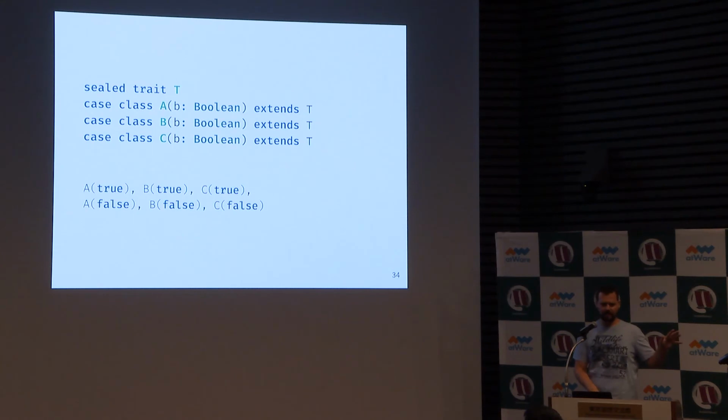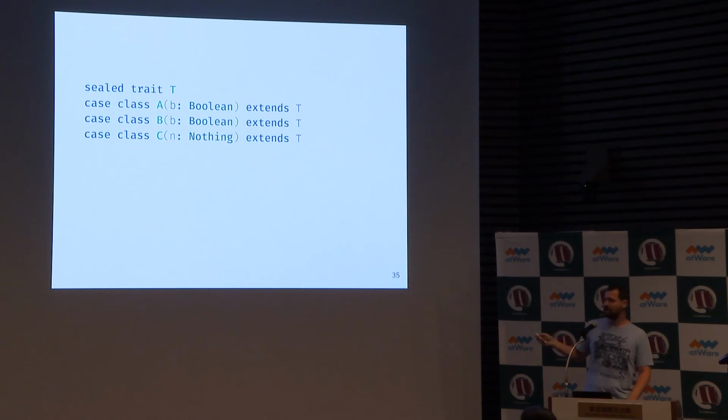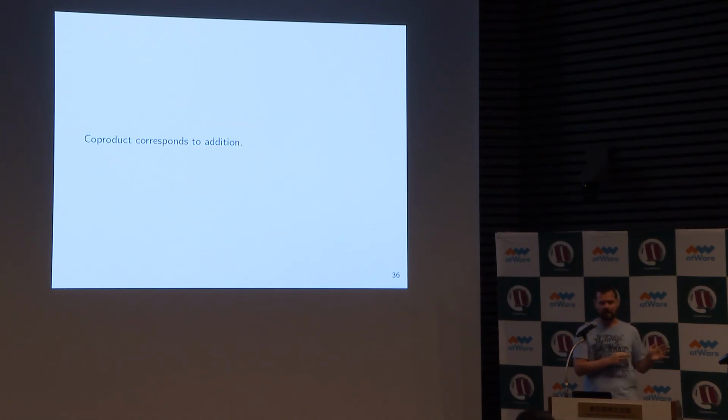Now, we saw that in a product there is a type that doesn't have an effect on the number of inhabitants. Could there be something similar in a coproduct? It turns out that there is: Nothing doesn't have impact on the number of inhabitants. So type T here has 4 inhabitants. That's because I cannot use the constructor C. I can never provide a value of type Nothing. So this type T can only have these 4 values. So in some way, the coproduct corresponds to addition. You see the similarities, right?